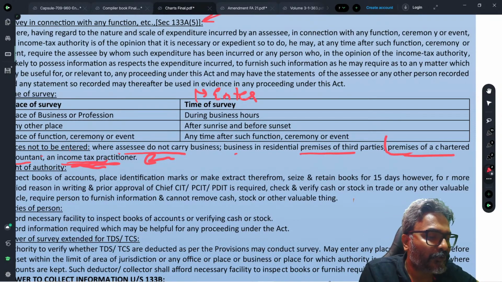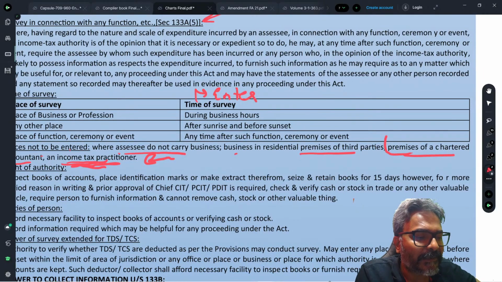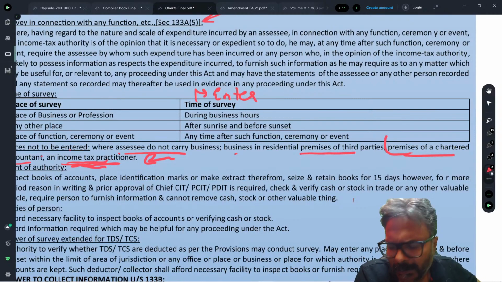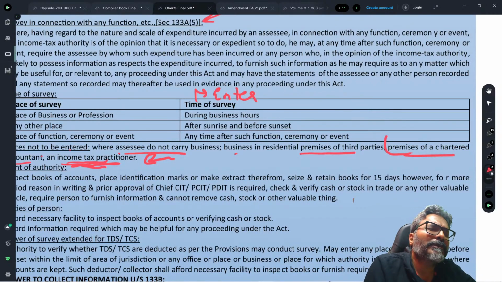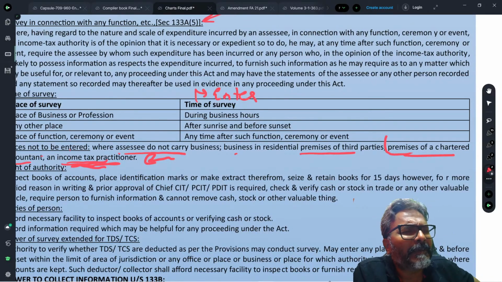So generally, if the question is asked whether the premises of the CA or income tax practitioner can be surveyed, you will only write the answer is no. It cannot be surveyed, specific exclusion.